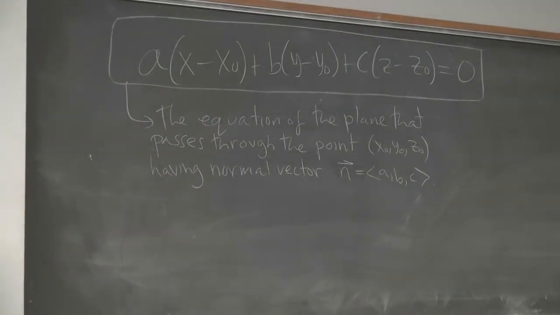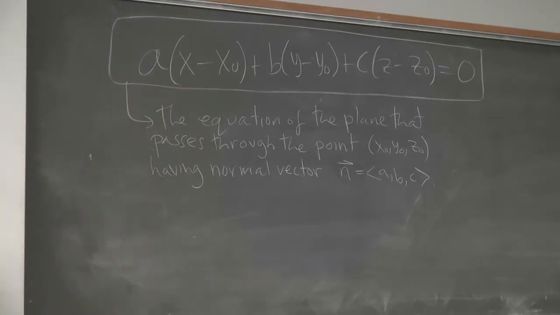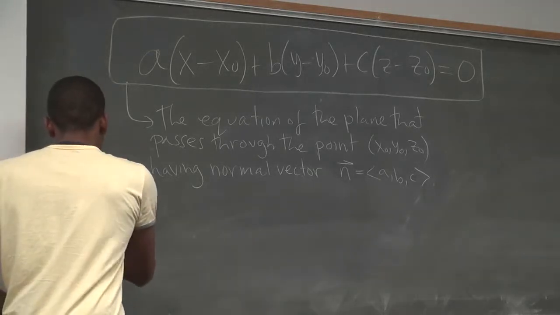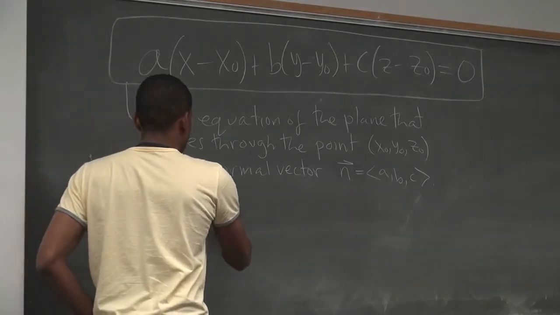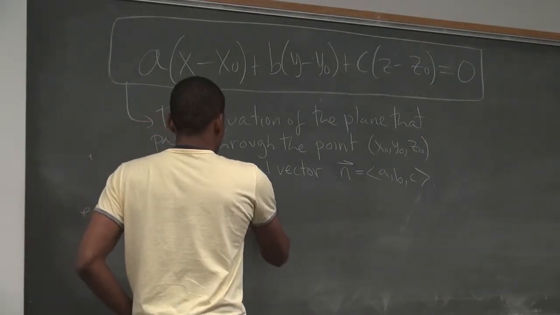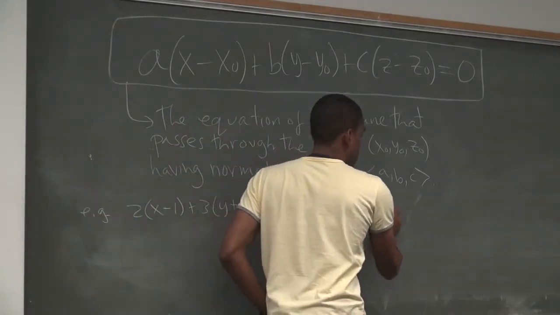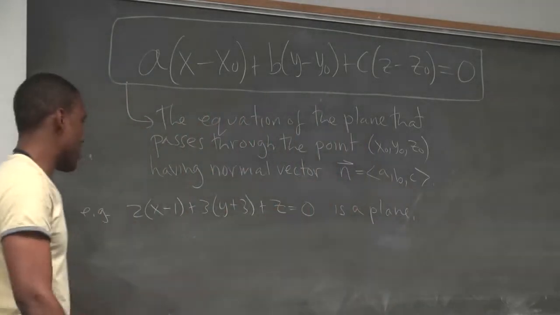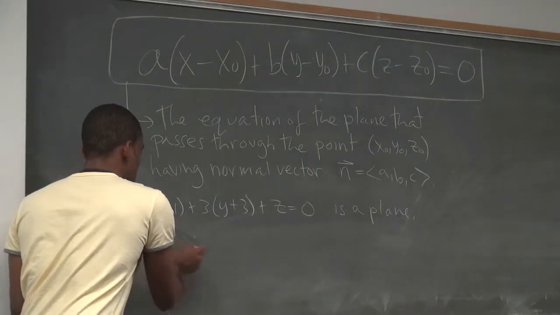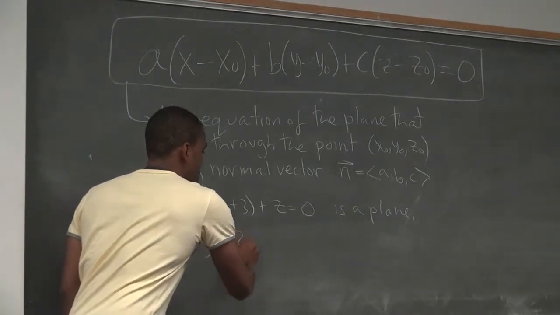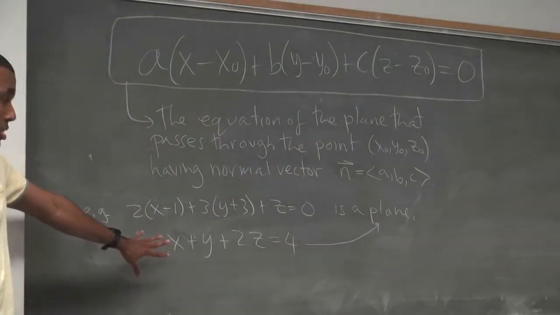Now your a, b, and c in general, and your x0, y0, z0 in general, remember these are in general constants, right? So for example, 2x minus 1 plus 3, 5 plus 3 plus z equals 0 is a plane, and I can simplify this if I want. And x plus y plus 2z equals 4 is also a plane, right? Things that look like this.